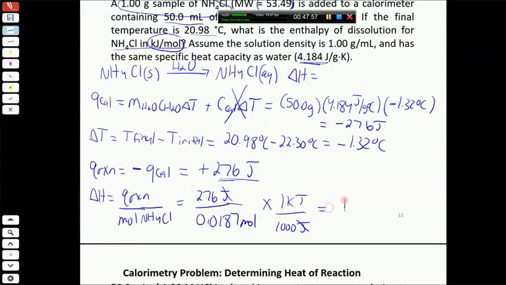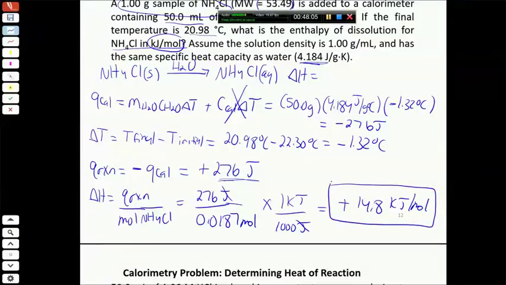And that gives us a positive 14.8 kilojoules per mole. So this is an endothermic reaction, and this tells us that for 1 mole of substance, the amount of heat would be 14.8 kilojoules. 276 joules would be the amount for 1 gram. So that's how we use calorimetry to help us find enthalpies for chemical reactions.